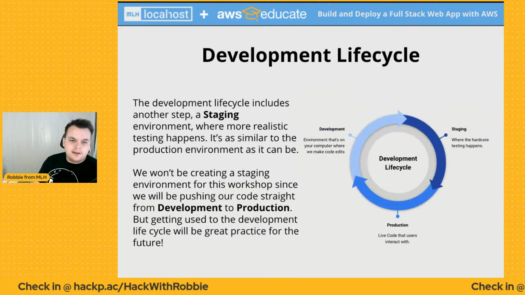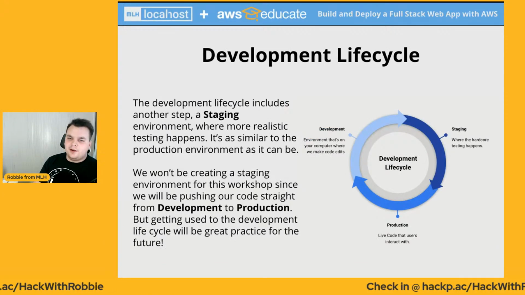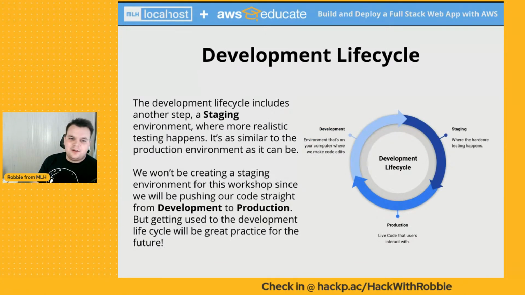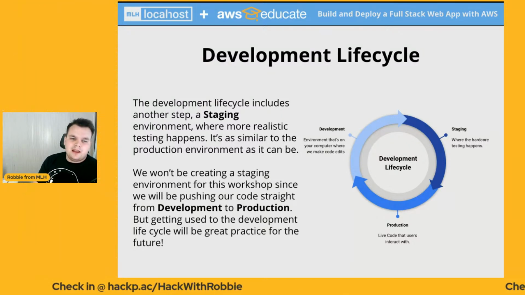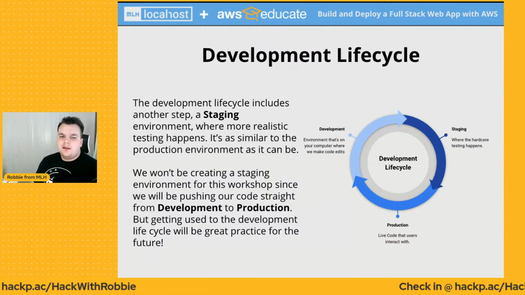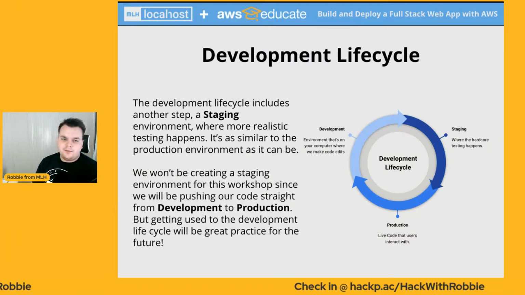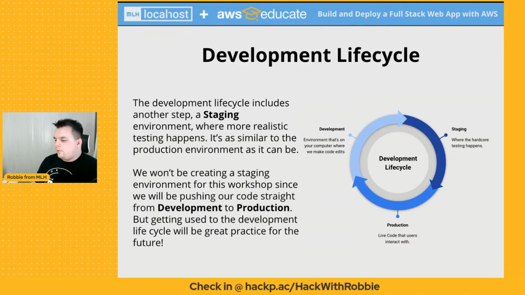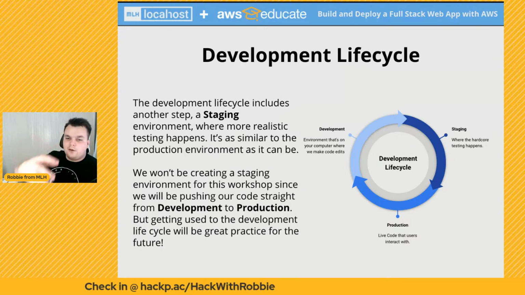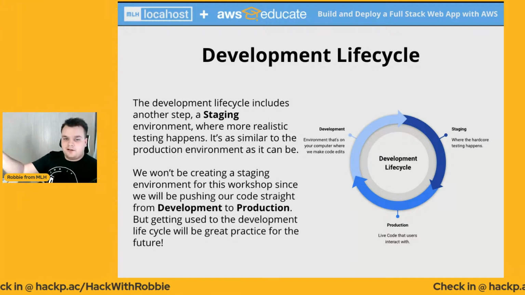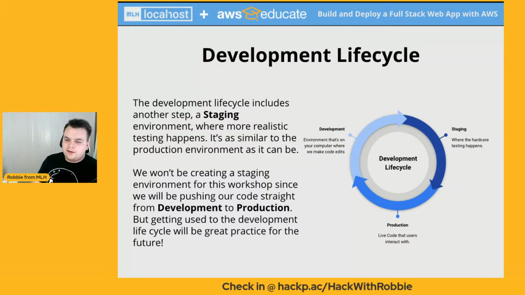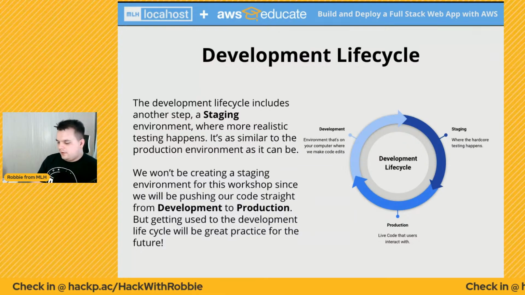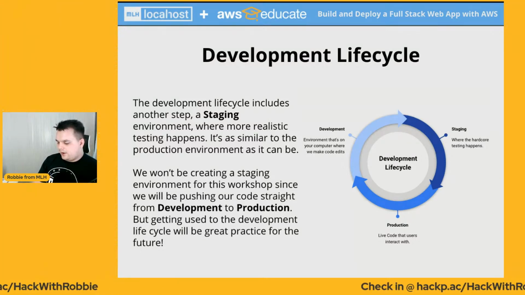Okay, next question. Development lifecycle. This is a good one. I like this slide. So the development lifecycle includes another step, a staging environment, which is more realistic. More realistic testing happens here. So it's designed to be as similar to the production environment as it can be. For this workshop, we'll have a local development environment and then a production environment. Local development is where I'm running MySQL locally on my computer. Flask and Python is running in development mode, all this kind of stuff. Production is when we're deploying with Elastic Beanstalk and it's actually going live to the world.